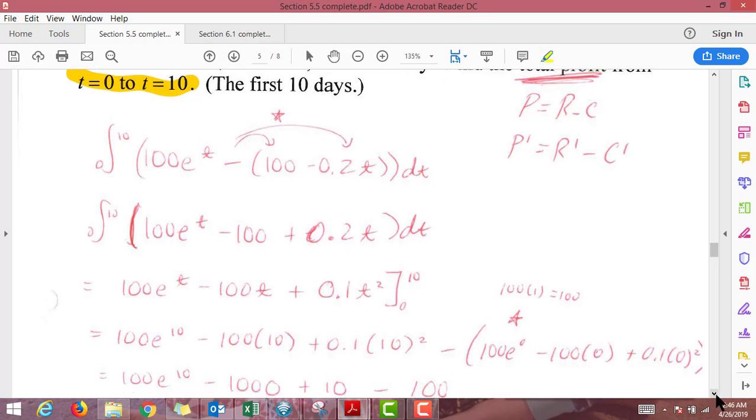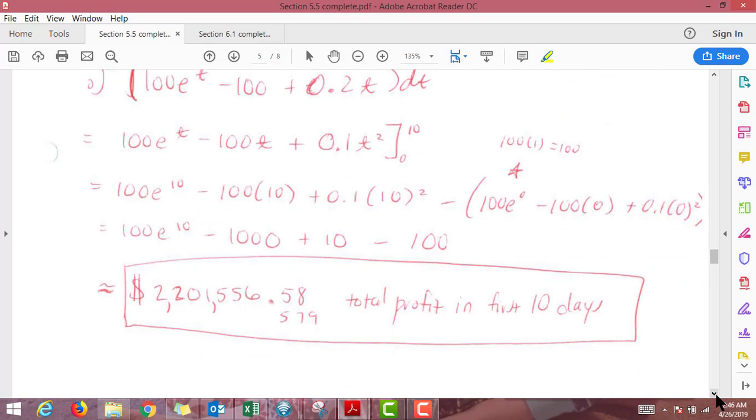So we're going to plug 10 into that entire thing minus parentheses 0 into the entire thing. And what I was warning you about is here, e to the 0 is 1. So this is actually going to be 100 times 1. Yeah, the other terms go away, but you would be off by 100 or 200 if you forgot about that. So at some point you can start typing in your calculator. And we get, so this was my company, remember, that in 10 days I make $2,201,556.58 as my total profit for the first 10 days.